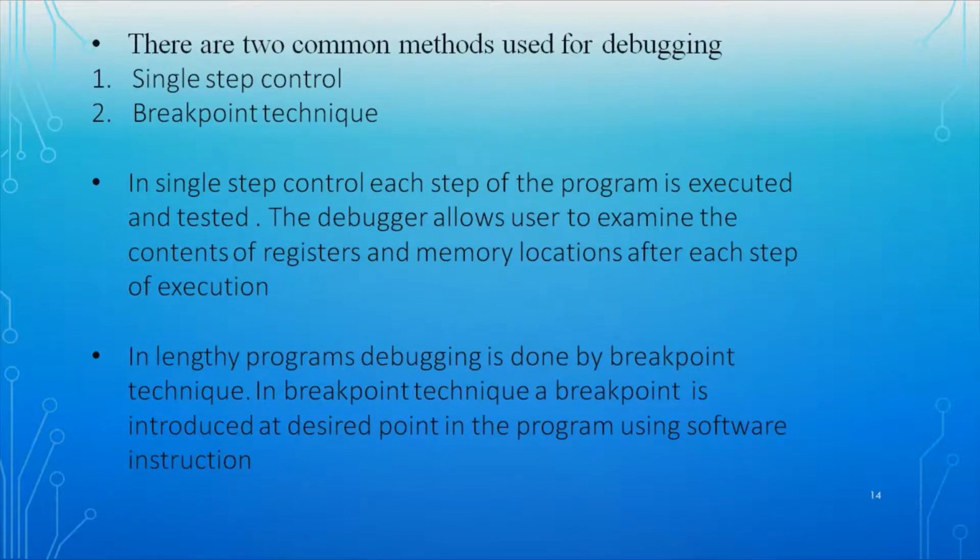Basically, there are two common methods used for debugging. These are single step control and breakpoint technique. In single step control, each step of the program is executed and tested. The debugger allows the user to examine the contents of registers and memory locations after each step of execution. In lengthy programs, debugging is done by the breakpoint technique. In the breakpoint technique, a breakpoint is introduced at a desired point in the program using a software instruction.